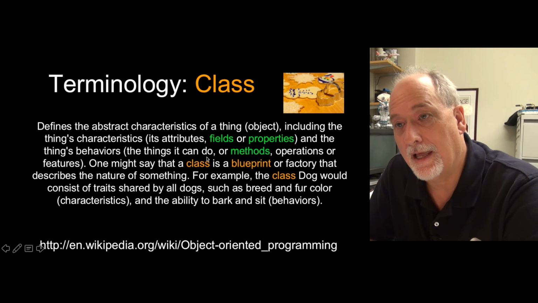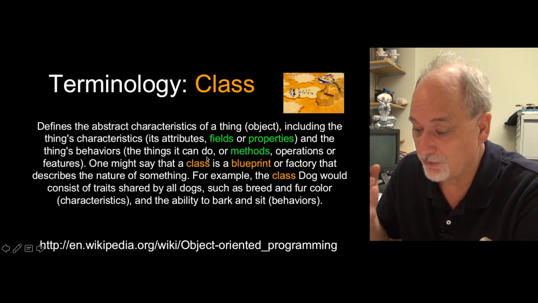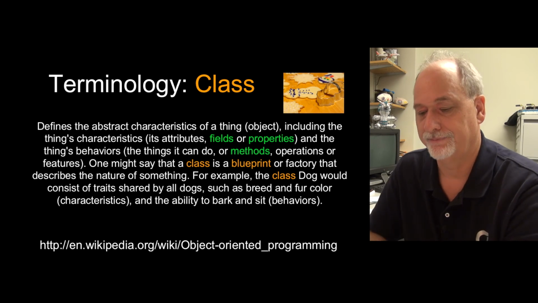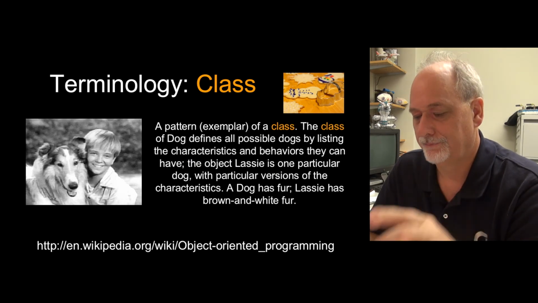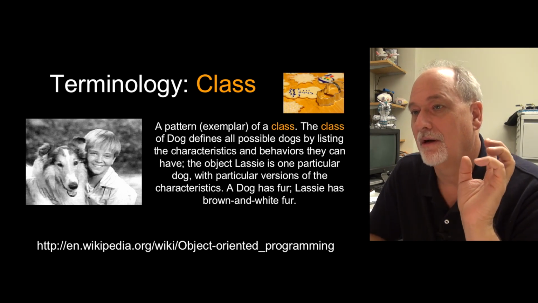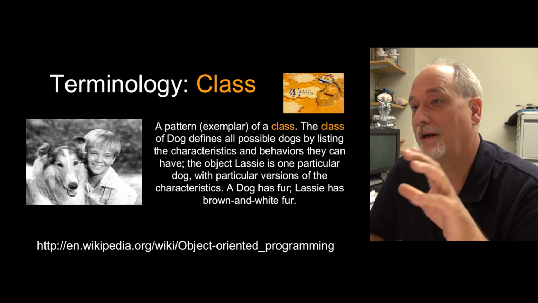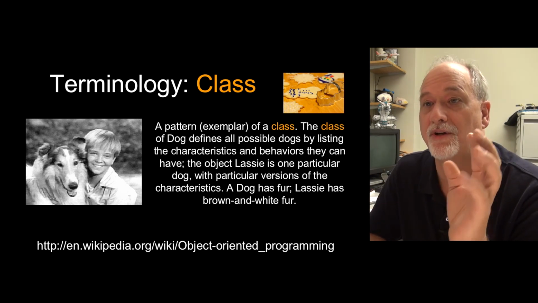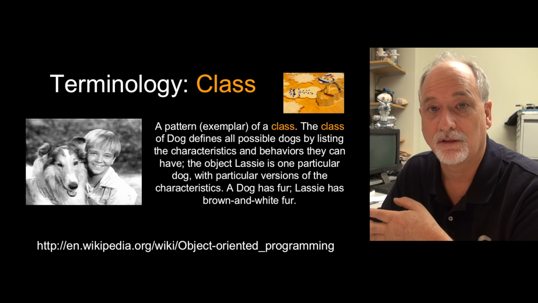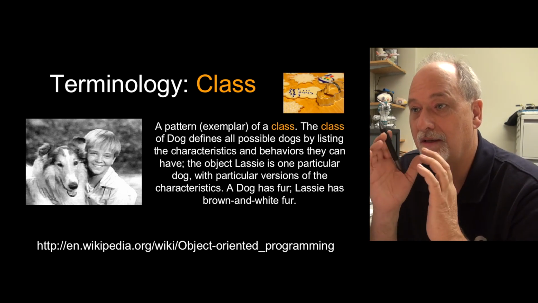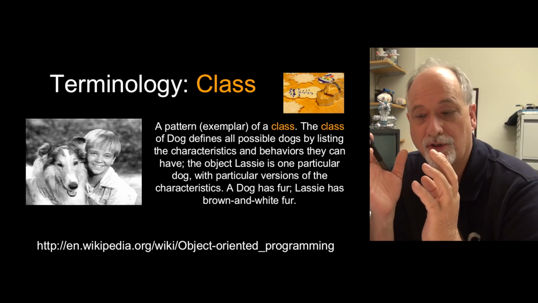So, like I said, a class is a template. It defines the characteristics of the objects that we're going to make from it. It is the cookie cutter. Dog is sort of the exemplar. Lassie is a particular dog, and dog has fur, and dog barks, and dogs do all these things, so we know something about dogs, but it doesn't mean we have a dog, right? The class is a more abstract concept.